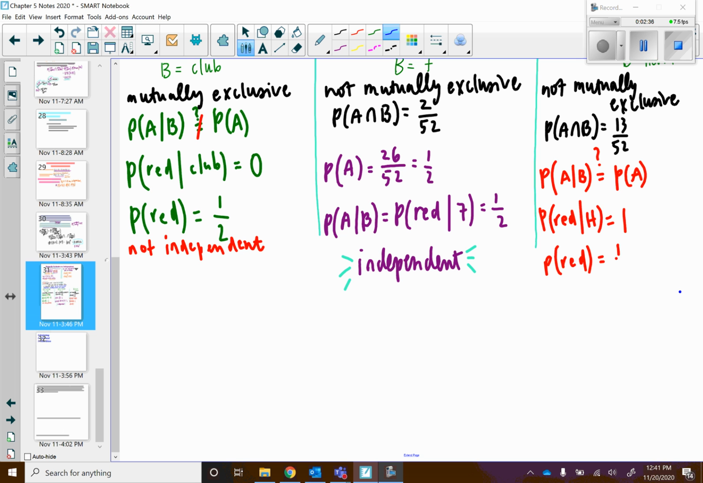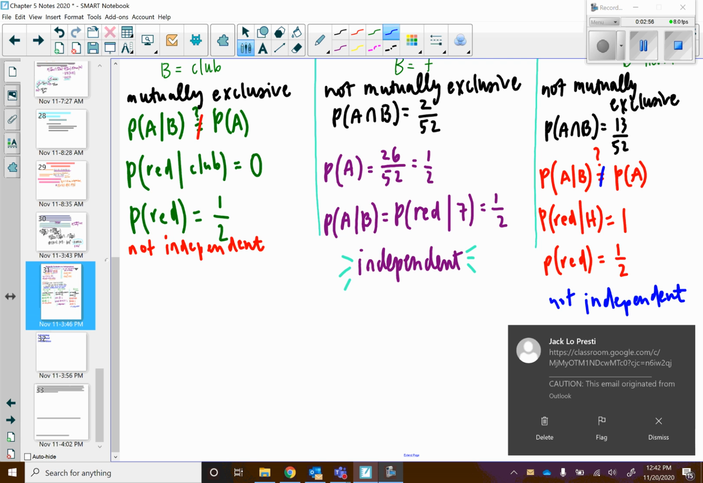We already knew this, right? And 1/2 is not equal to 1, and so this means that these two events are not independent. Sorry, my pen is not really working very good right now, but those are our solutions.